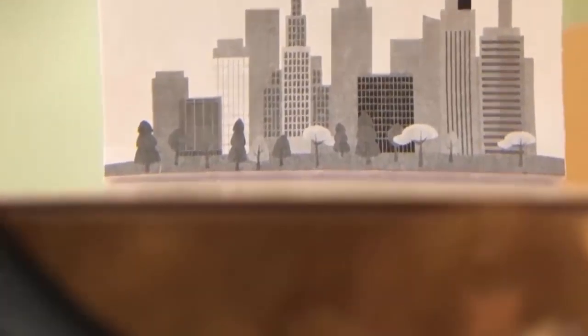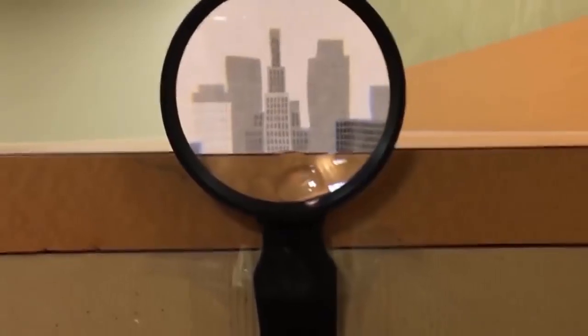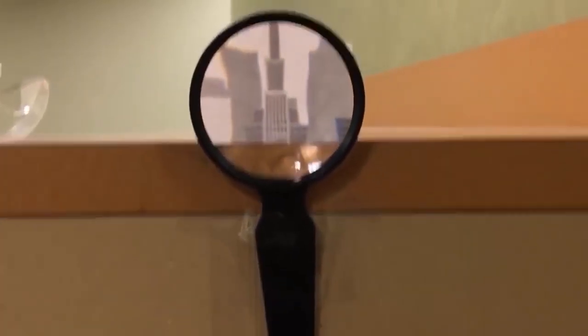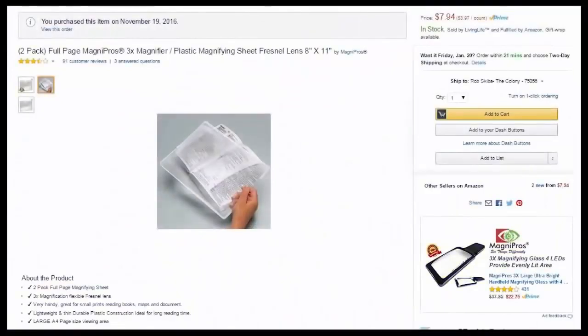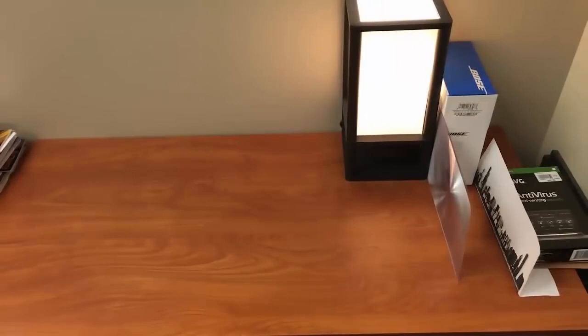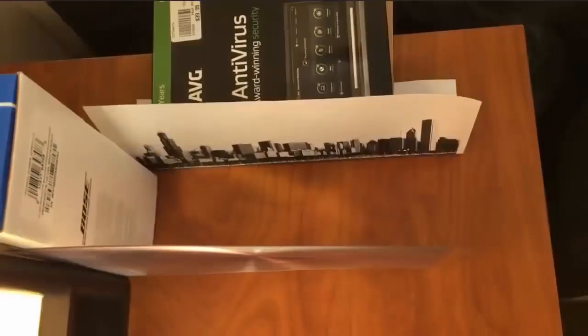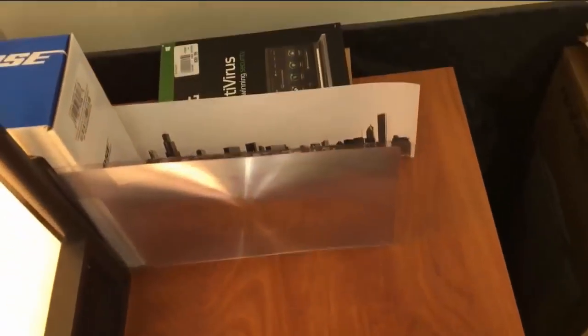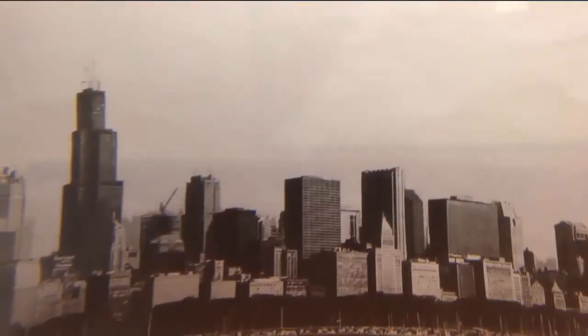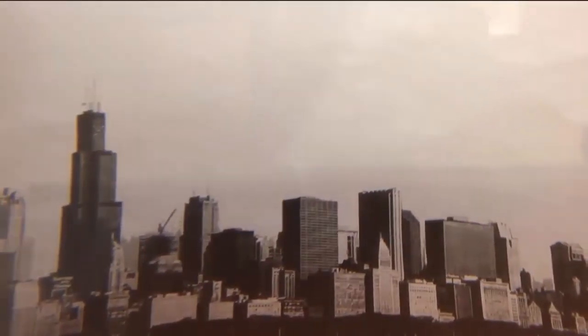So to alleviate the problem of distorting the edges because the magnifying glass ring is too small, I went on Amazon and I got these plastic magnifying sheets and came up with another way of doing the same thing, using the sheet right here. Set the city up, a little cutout of the city, and now I've got the big magnifying glass sheet. Bring the camera right up to the lens. See, that's the normal view of the city.